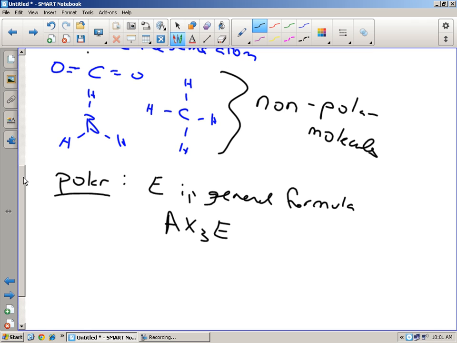I'll give you an example of this one. Probably the most famous one that we know, NH3, is an example of AX3E. That's polar, most certainly. Lone pairs on the central atom, polar.